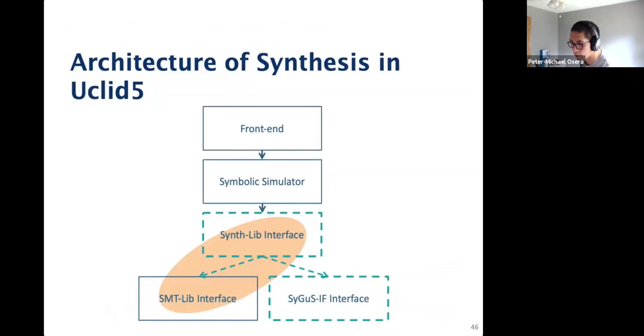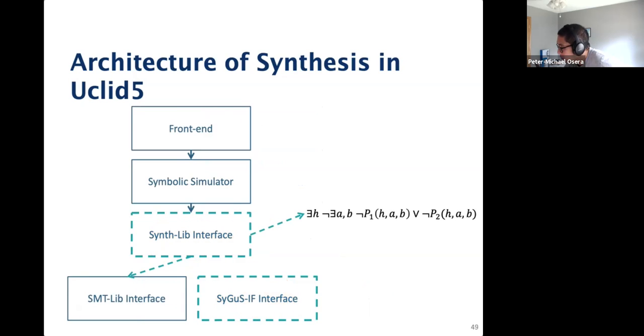Because the syntlib interface and the SMTlib interface are so similar, whenever there are no functions to synthesize in the Euclid models, we can actually just directly go to SMTlib. In other words, the syntlib interface and the SMTlib interface are the exact same. When there are functions to synthesize, we need to do a little bit more work to generate a SyGuS-IF query that existing engines can solve for.